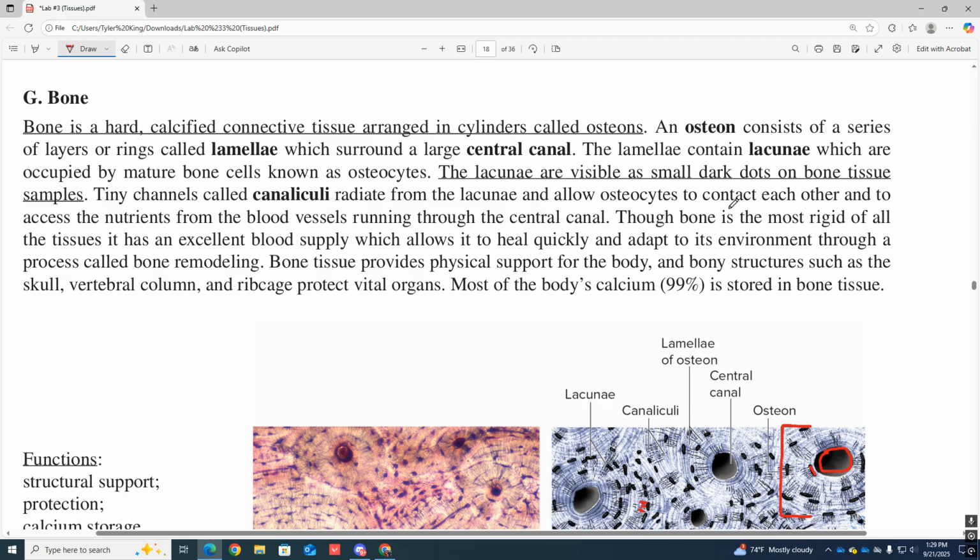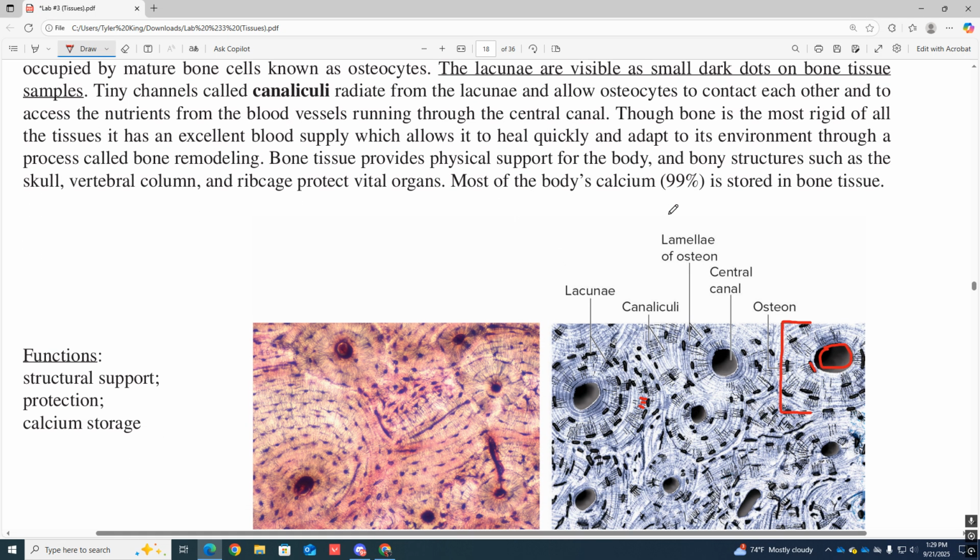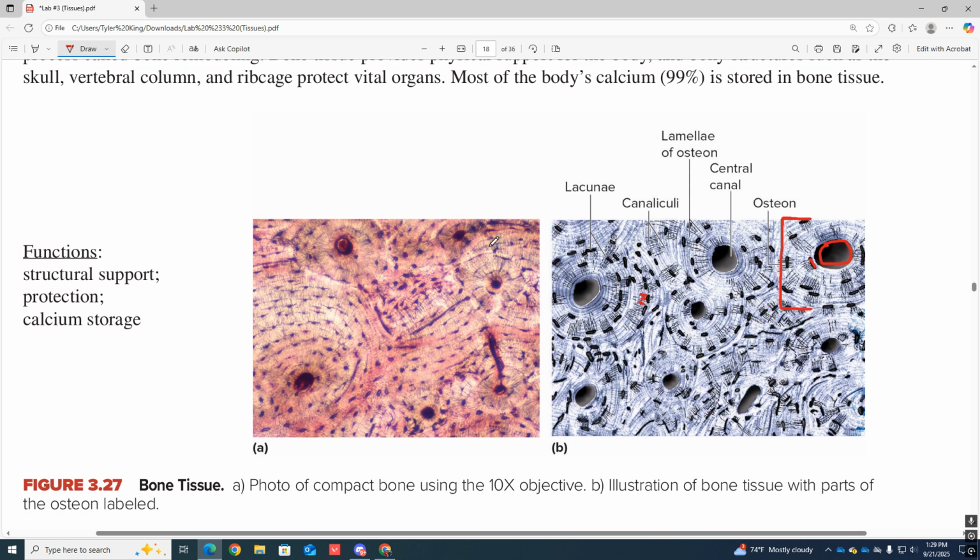Though bone is the most rigid of all the tissues, it has an excellent blood supply, okay? It allows it to heal very quickly and adapt to its environment through a process called bone remodeling. Bone tissues provide physical support for the body, and bony structures such as the skull, vertebral column, and the rib cage protect all the vital organs, okay? Most of the body's calcium is stored in the bone tissue, okay? So that's everything labeled here. Function: structural support, protection, calcium storage.